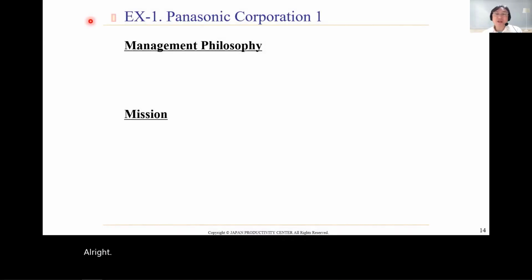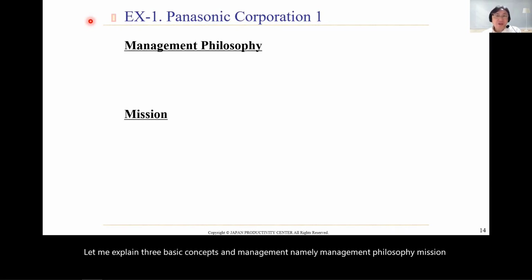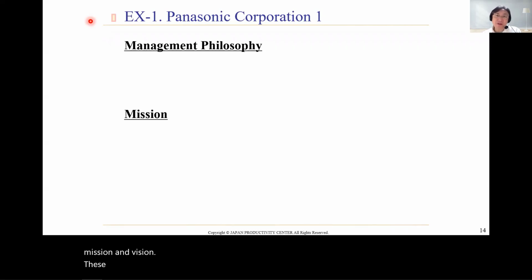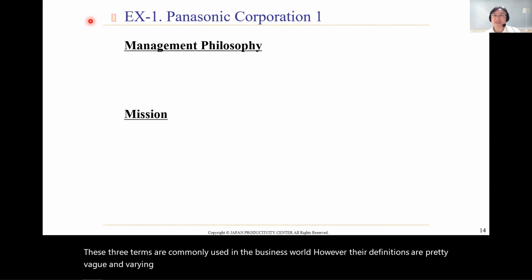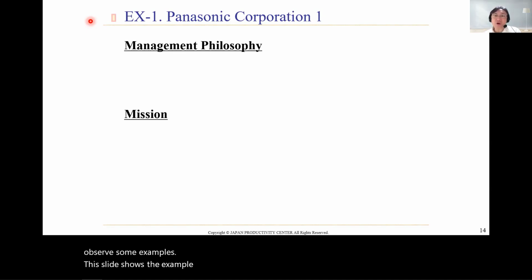Let me explain three basic concepts in management, namely management philosophy, mission, and vision. These three terms are commonly used in the business world. However, their definitions are pretty vague and varying according to people or context. So the best way to understand is to observe some examples. This slide shows an example of Panasonic Corporation.